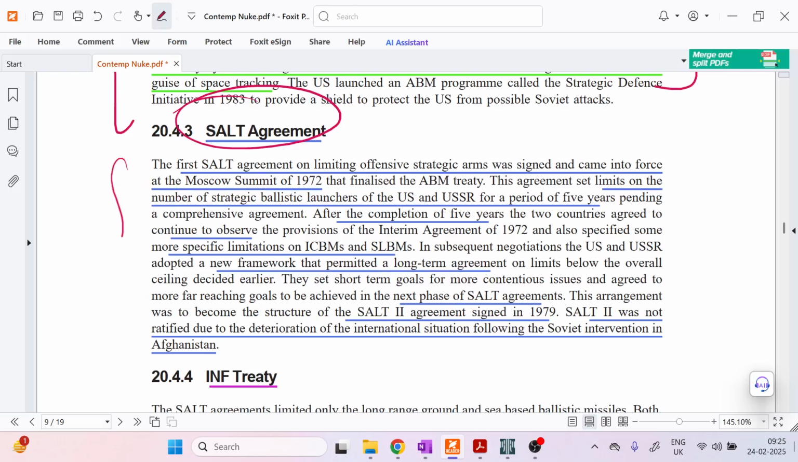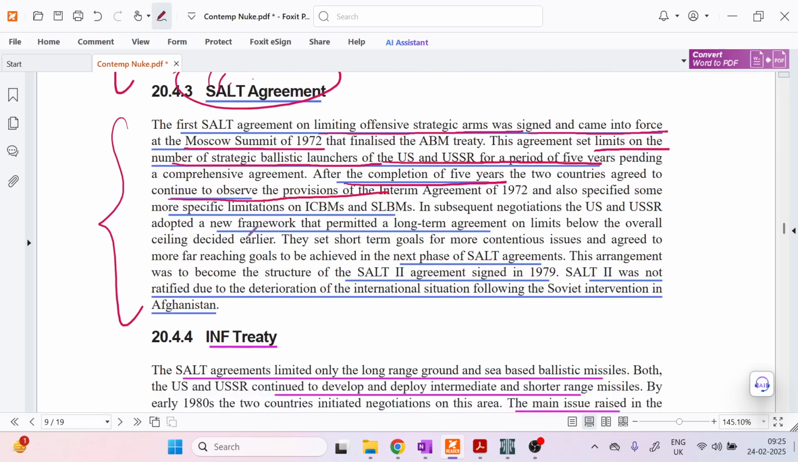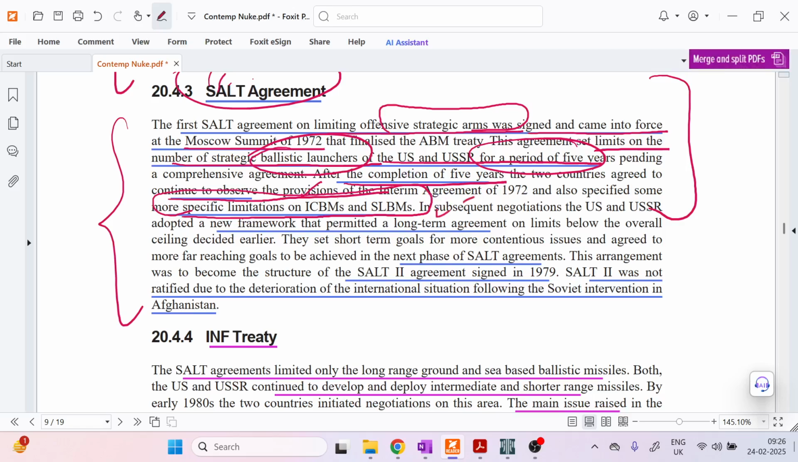Then the SALT agreement. The first SALT agreement, the Strategic Arms Limitation Treaty agreement, was on limiting offensive strategic arms, signed and brought into force at the Moscow Summit of 1972. This agreement set limits on the number of strategic ballistic launchers of both the US and USSR for a period of 5 years. After the completion of 5 years, these countries continued to observe the provisions of this interim agreement and more specific limitations on ICBMs and SLBMs. ICBM is intercontinental ballistic missile, and SLBMs are sea-launched ballistic missiles. So all such strategic arms, especially missiles and ballistic launchers, were limited for a period of 5 years, and then the policy was continued for a long time. This agreement put limitations on both ICBMs and SLBMs.